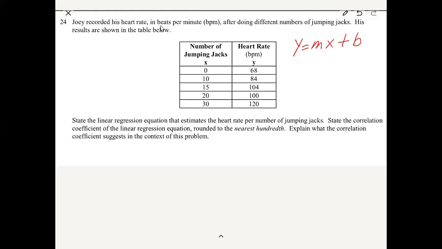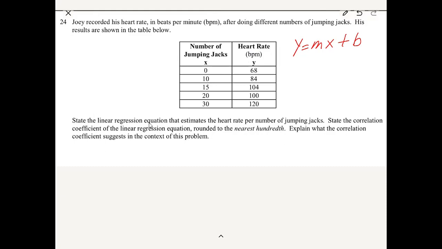So let me just read it. It says Joe recorded his heart rate in beats per minute after doing different numbers of jumping jacks. His results are shown in the table below. So we've got this table of jumping jacks and then his heart rate. We're trying to see how closely correlated these two variables are.